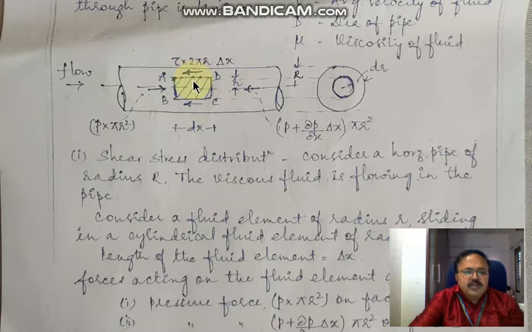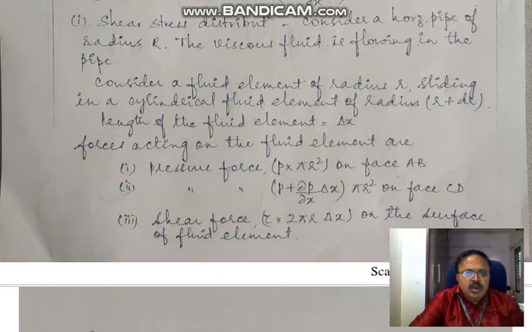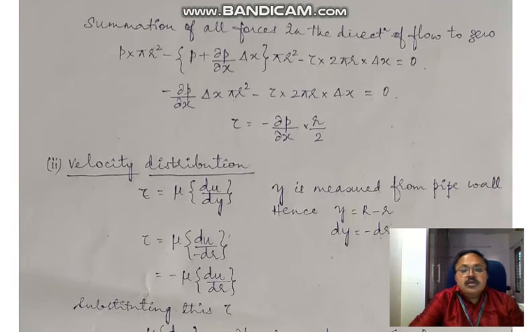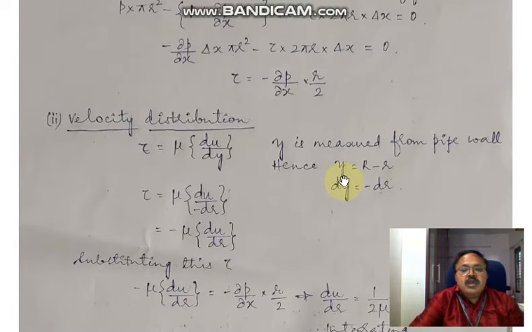the distance from the wall of the pipe to the axis of the pipe is capital R, and from here to here the distance is smaller. So the distance of the fluid element from the pipe wall is nothing but capital R minus small r. That is what is written here: y is equal to capital R minus small r. So differentiating y, we get dy.